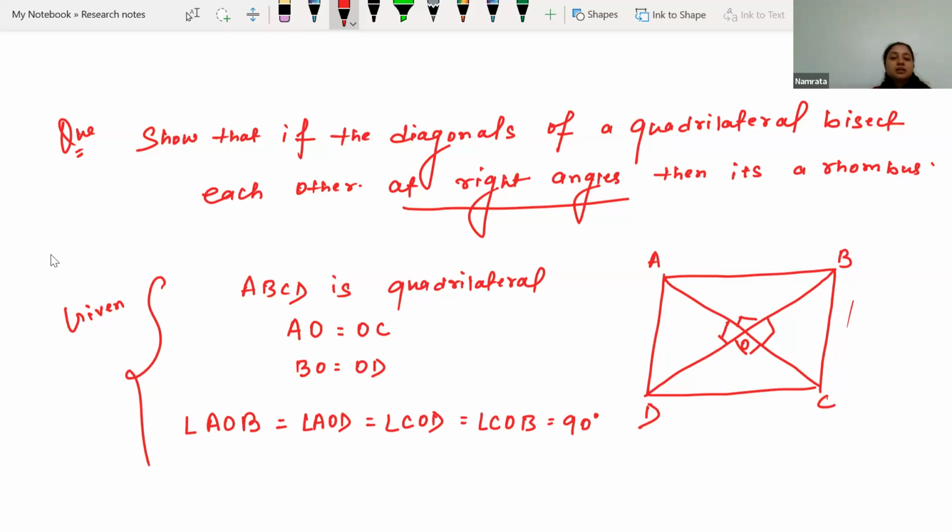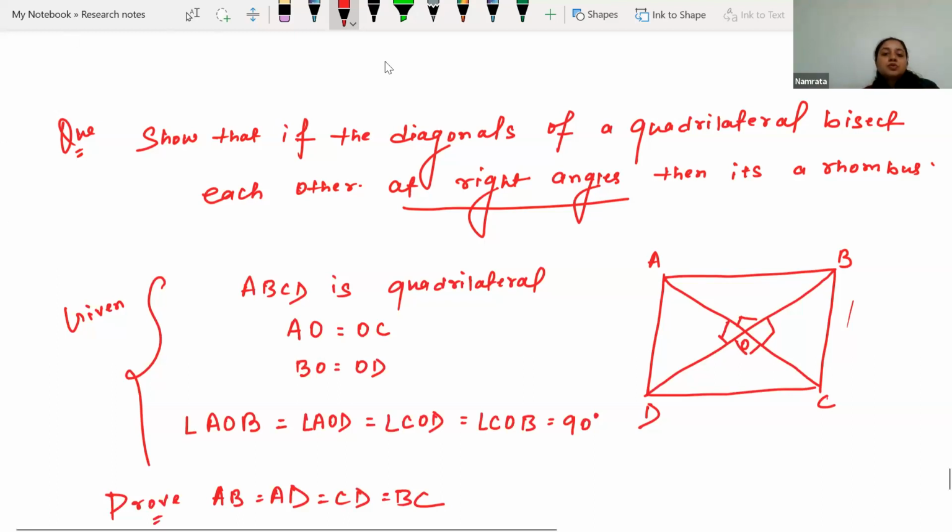We will think, what is the extra quality of a rhombus? What is the particular quality of a rhombus? All sides are equal. So if we are able to prove that AB is equal to AD is equal to CD is equal to BC, then we can say it's a rhombus, right? Right? Yes, ma'am.